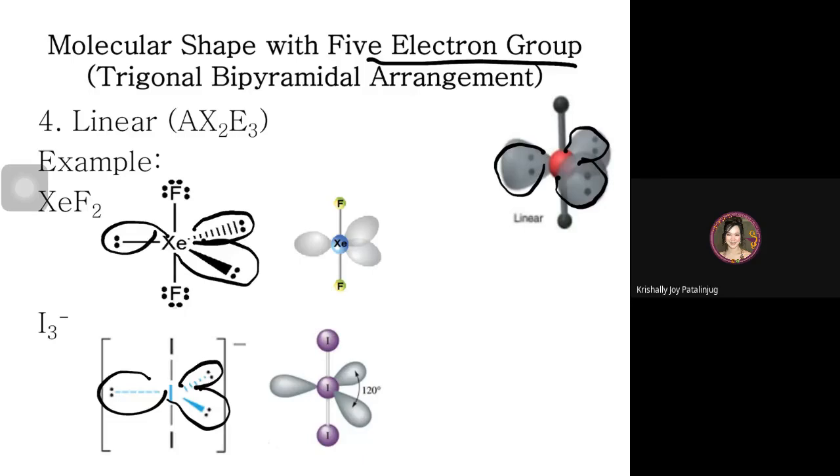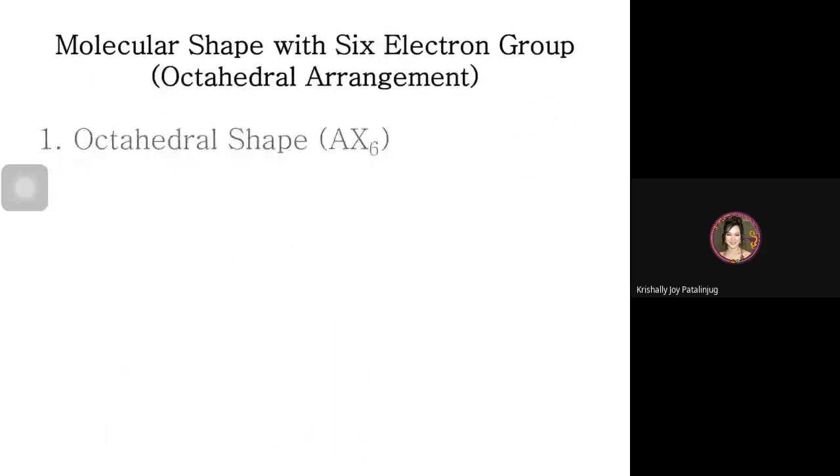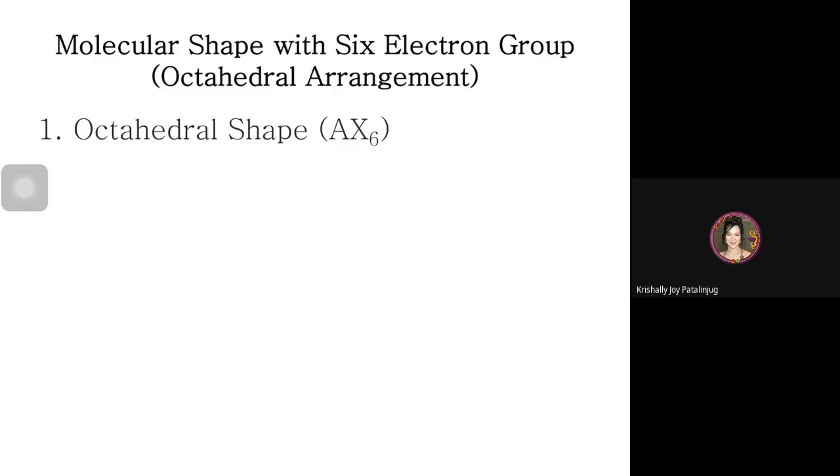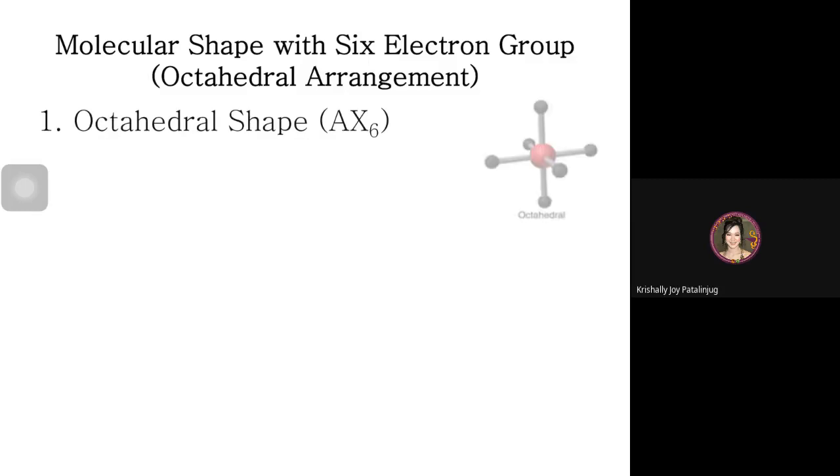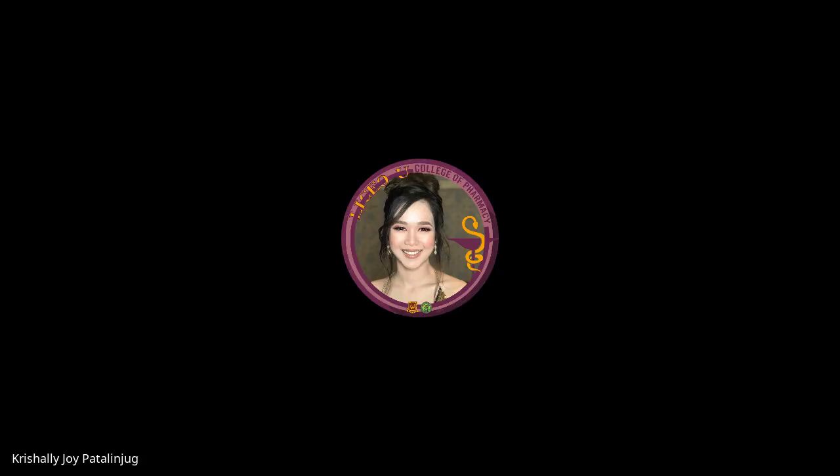Okay, then last, let's proceed to molecular shape with 6-electron groups. So again, yung central atom dito, capable mag-expand ng valence shell. Okay, that's why capable siya mag-hold ng more than 8 electrons. Okay, so in here, sa 6-electron group arrangement, yung 6 na electron groups nito, it lies at the corner of an octahedron. Okay? Ayan, di ba, 6.